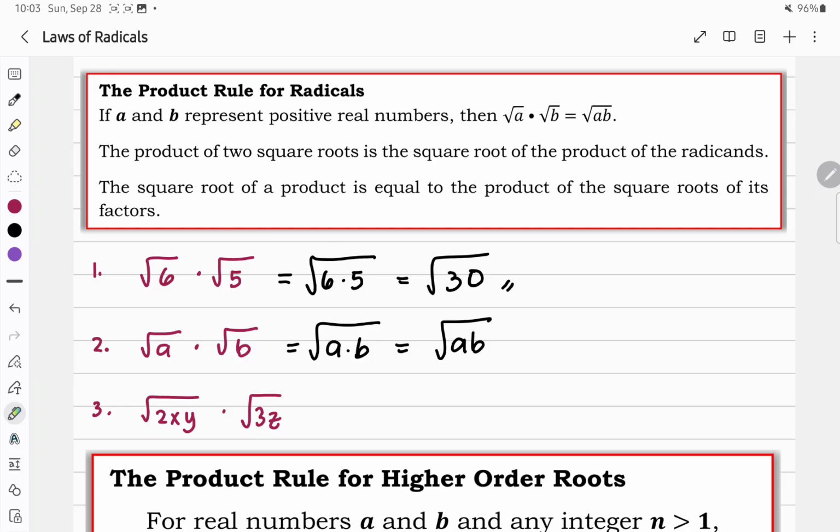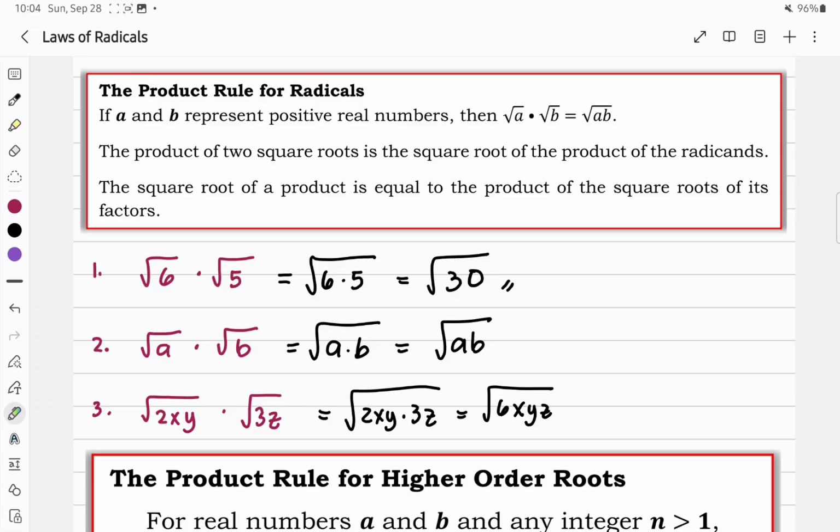Okay? So, last example, you'll have square root of 2xy times square root of 3z. So, you will have square root of 2xy times 3z. So, 2 times 3 is 6. So, you'll have square root of 6 xy z. So, minultiply lang natin yung radicand na ito sa ito. So, 2 times 3 is 6. xy times z is xyz. So, the final answer will be square root of 6xyz.